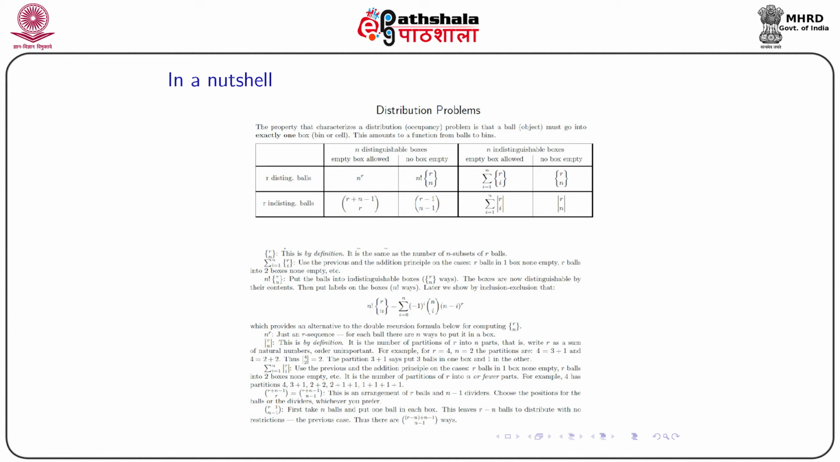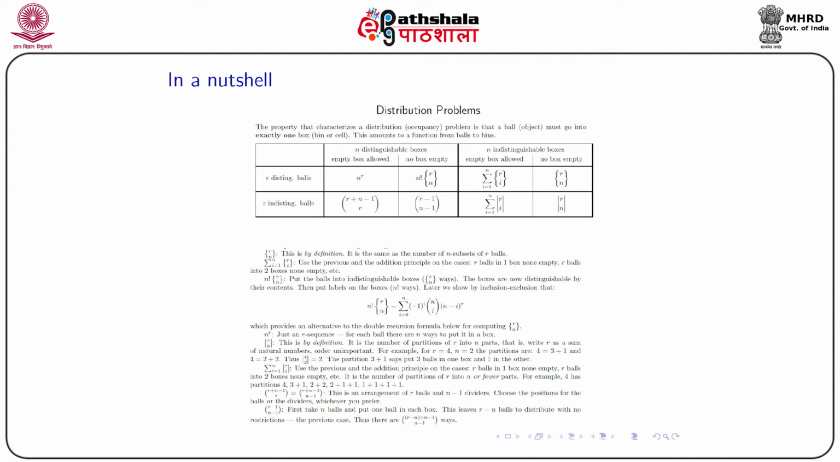Now if the balls are also indistinguishable like the boxes, then if we allow empty boxes, it will be the sum over i from 1 to n, and we are using a symbol r, i within two straight lines. This is nothing but the number of partitions of r into i parts, and we are summing up all possible such combinations. But if we put the restriction that no box remains empty, then it will be once again the same symbol, r and n.